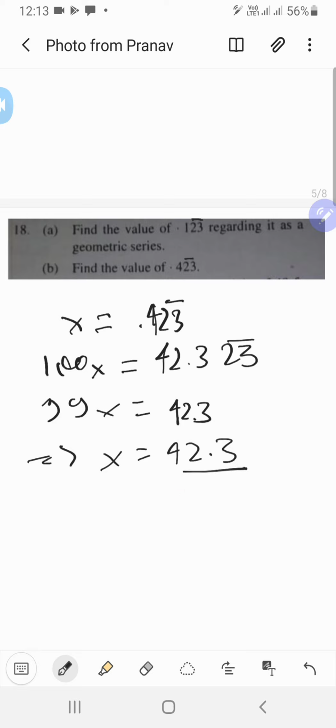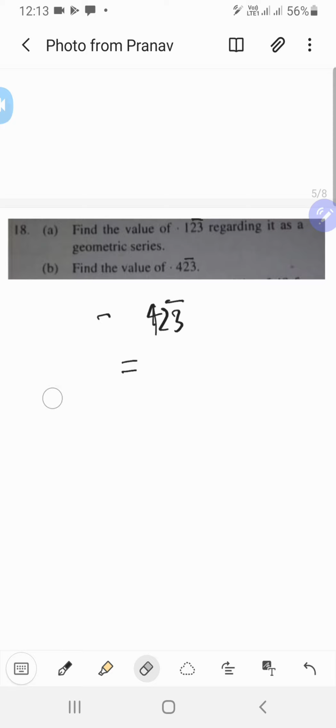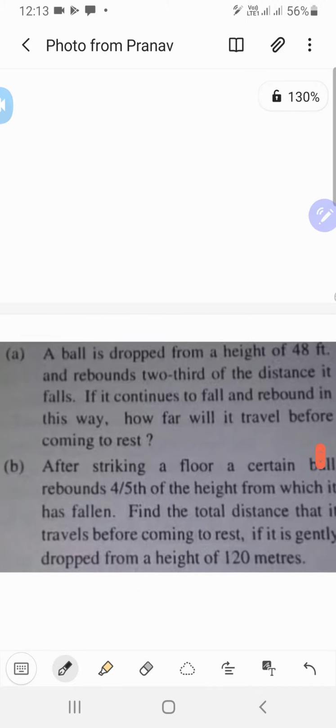Wait, what, 42.3? No, that's not correct. It's not supposed to be like that. 99x equals 42.3 minus this 0.4, which is going to be 41.9. x equals 41.9 upon 99. Okay, that's equal to 419 upon 990. So that's a rational expression. Whatever, this is very easy, but the question is not very well defined, so if you don't know what to do with it, just find the value of 0.423 recurring.